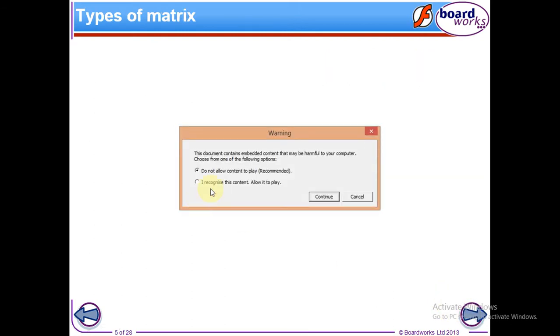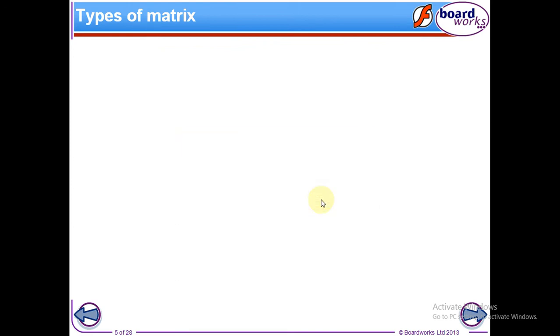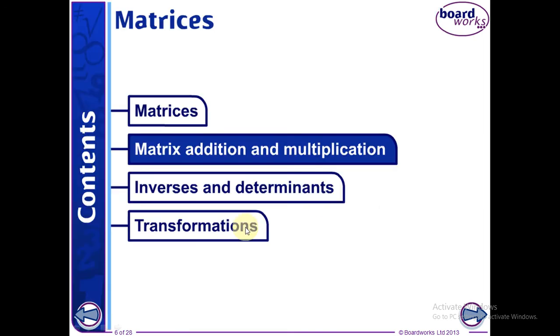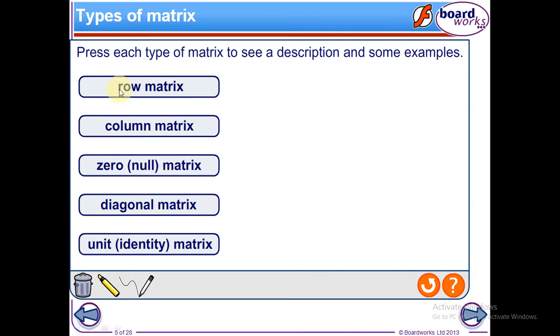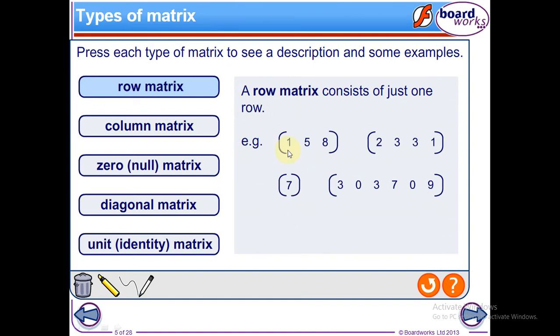Okay, now types of matrices. Let me go back to that, types of matrices. So press each type of matrix to see description and some examples. So I want to give you different types of matrices now. So let's see what a row matrix looks like. So this is a row matrix, it is just a single row: 3 entries, 4 entries, 6 entries. But this is just a single row matrix. So it's just a row matrix.